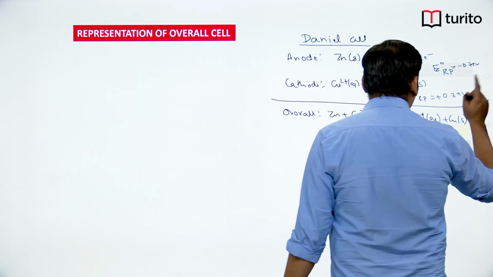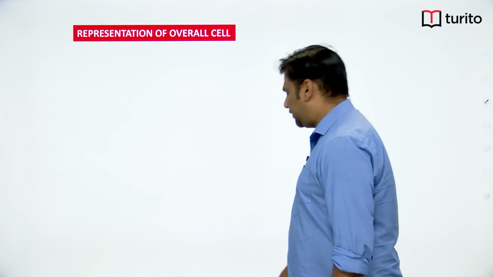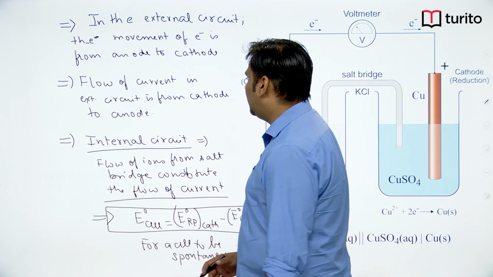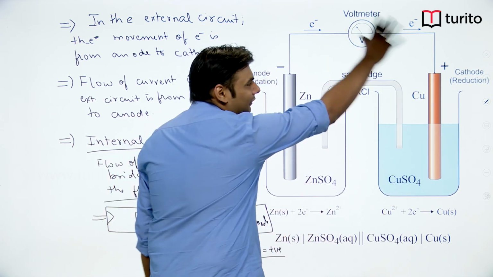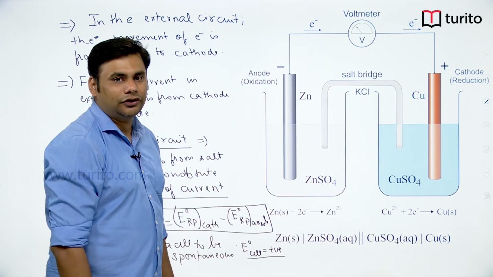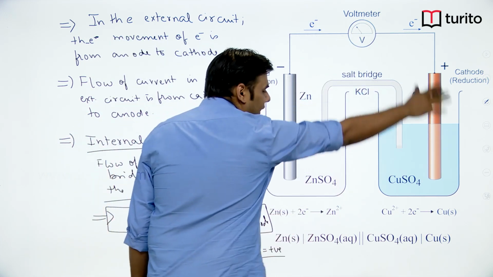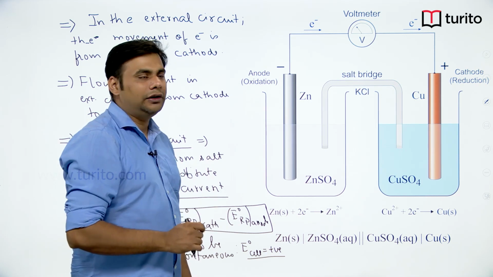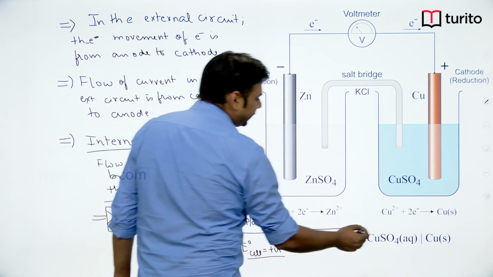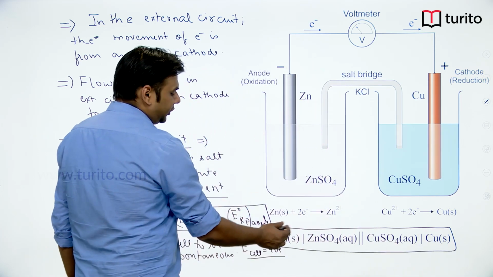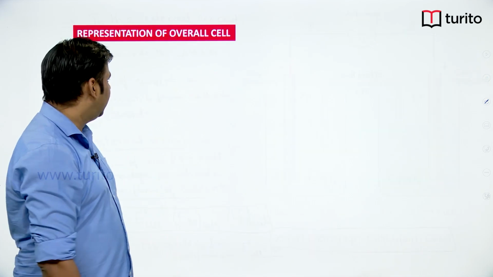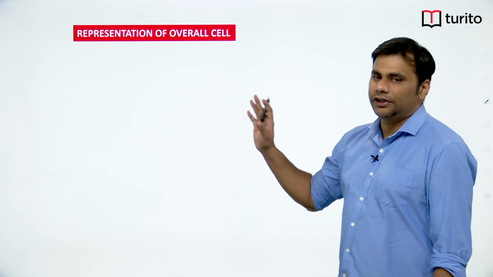Now let us look at the representation of the overall cell. If we want to represent the overall cell, I will not just keep on drawing this every time. It is a very tedious job. Neither will questions have everything drawn over there. So there has to be some short notation to represent this cell. Something like this was written over there. I am just going to explain how we write the cell representation. There are some basic guidelines for writing an overall representation of a cell.